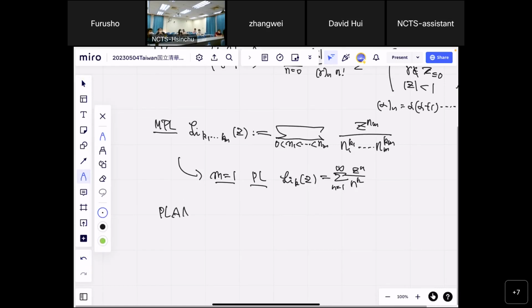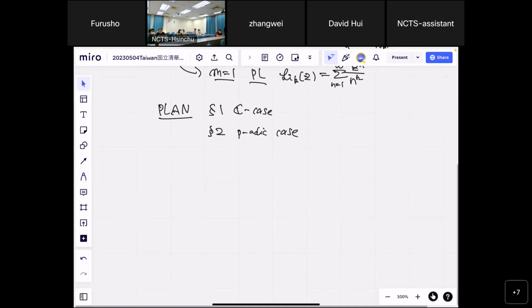Here's the plan. In the first section, I will cover what is known in the complex case. In section 2, I will talk about the p-adic situation. Let me start with the first section.